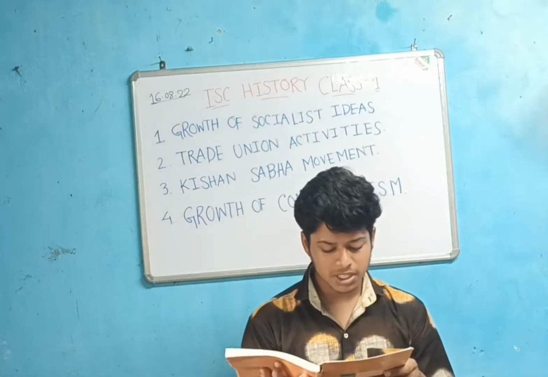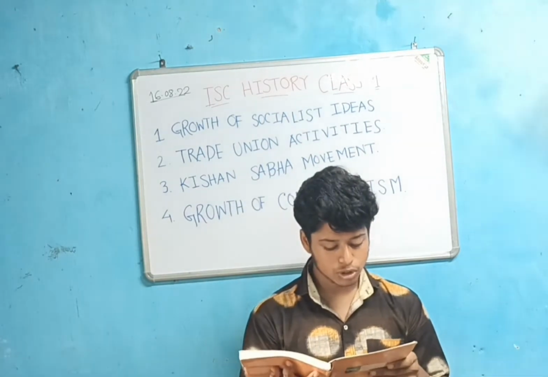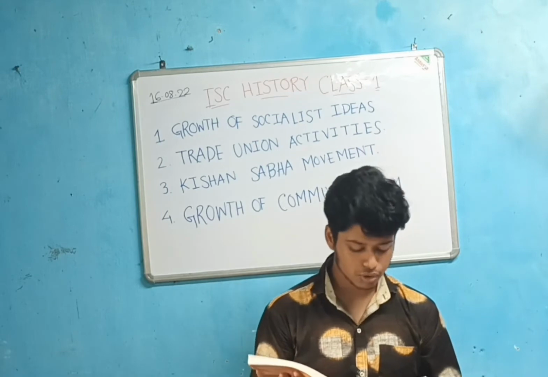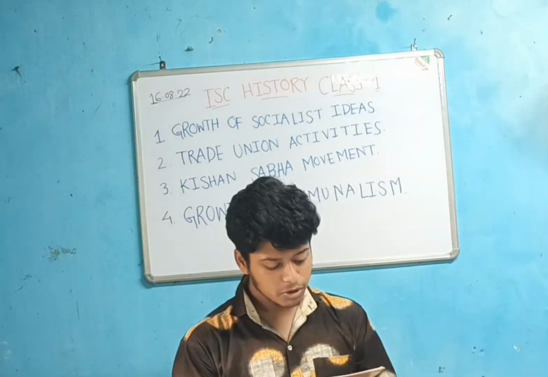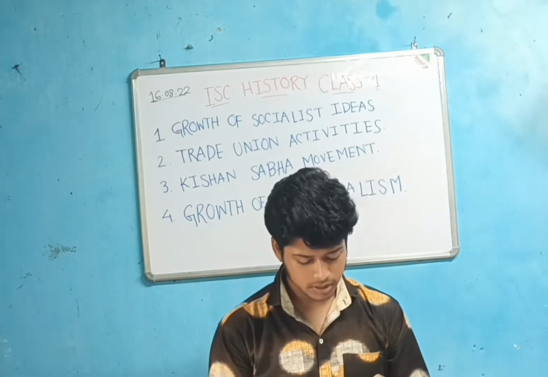And the communists expressed their loyalty towards the Communist International. The communists also believed in the goal of an International Communist Society. Their goal was that an International Communist Society should be formed. What about trade union activities?